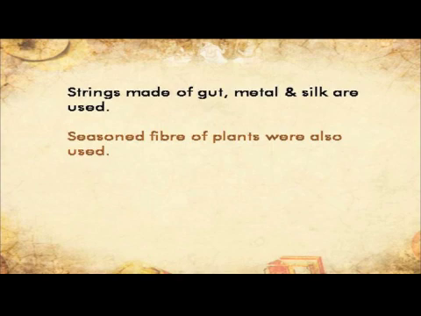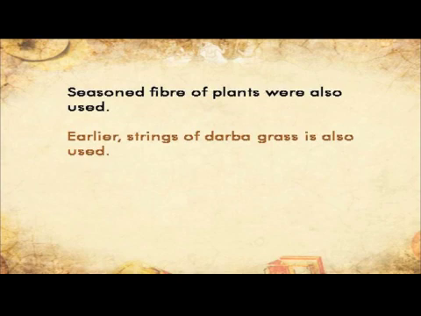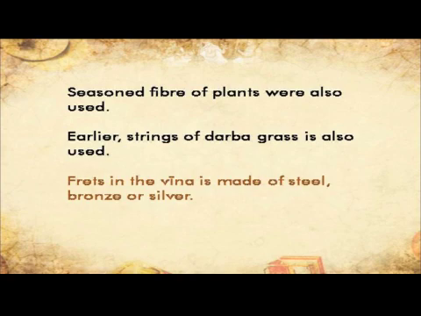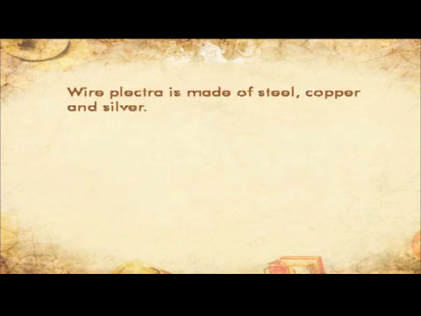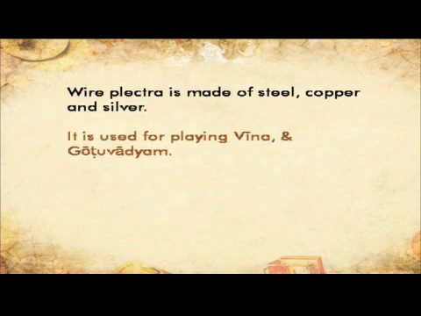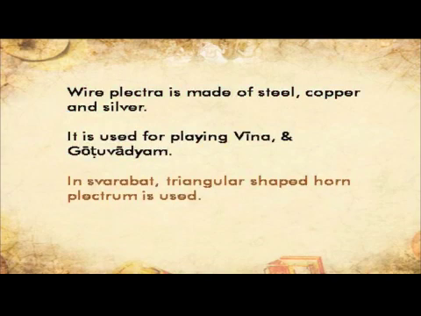Strings made from seasoned fibers of plants were also used. In very ancient times, strings of darba grass, properly seasoned and twisted, were also used. The frets in the veena were made of steel, bronze, or silver. Wire plectra made of steel, copper, or silver are used in playing the veena and gotuvadyam, and a triangular shaped horn plectrum is used in playing the swarabhat.